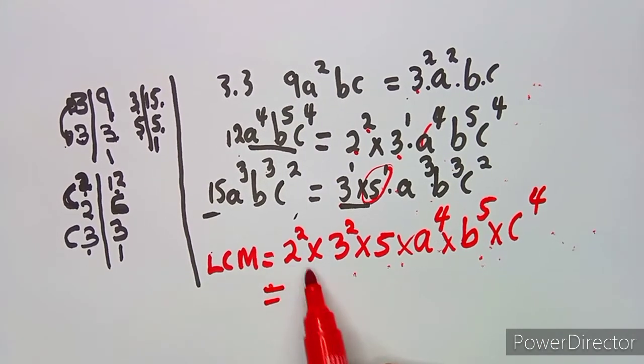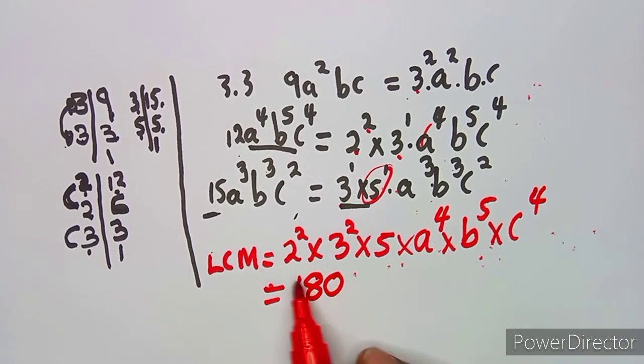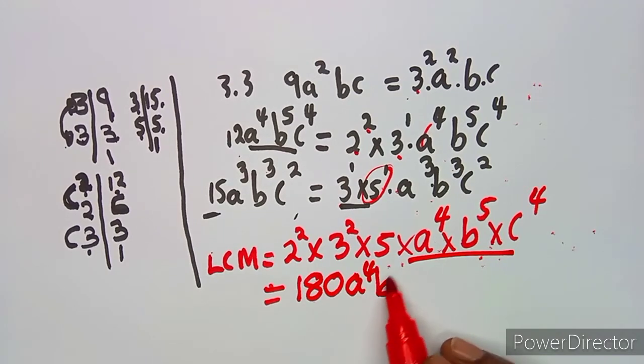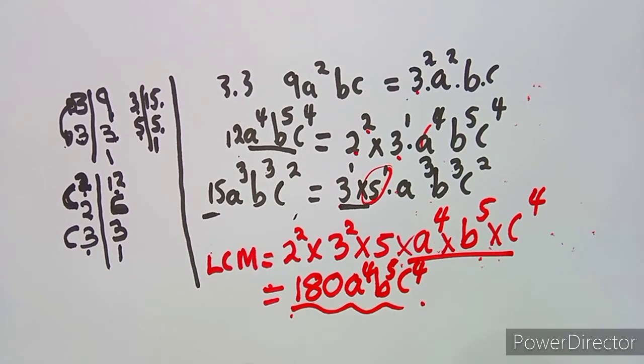So you're going to multiply these numbers, 2 squared times 3 squared times 5. These numbers are going to give you 180, if I'm not mistaken there. Then just write as it is here, A to the exponent of 4, B to the exponent of 5, C to the exponent of 4. So that is what you're going to obtain as your LCM.